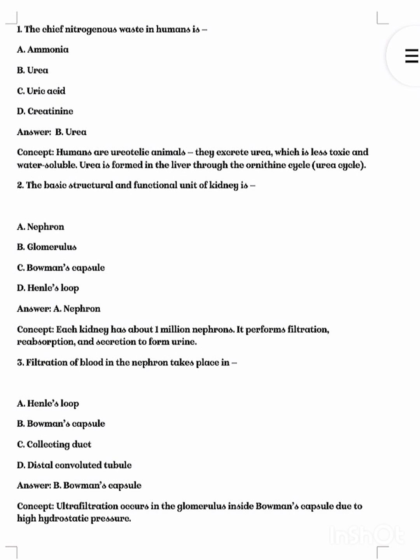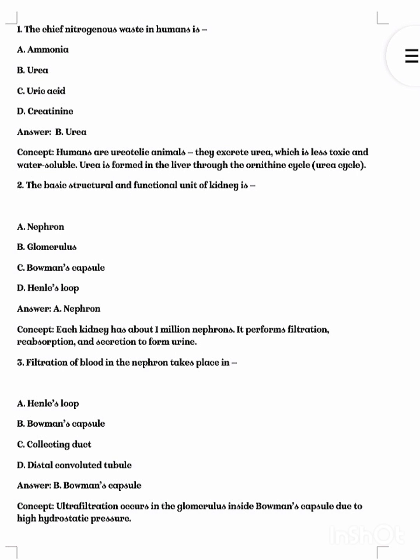The chief nitrogenous waste in humans is A. Ammonia, B. Urea, C. Uric acid, D. Creatinine. Answer B. Humans are ureotelic animals. They excrete urea, which is less toxic and water-soluble. Urea is formed in the liver through the ornithine cycle, the urea cycle.